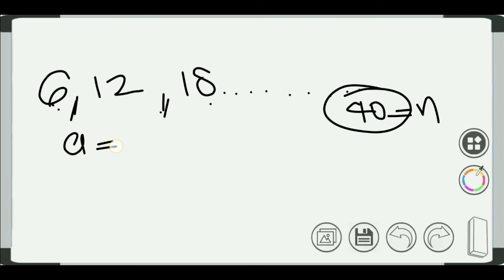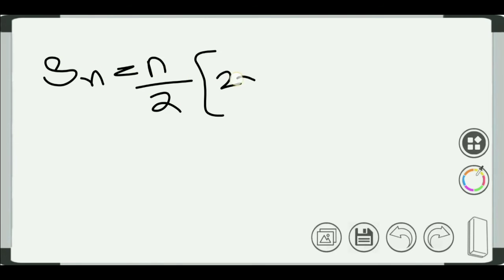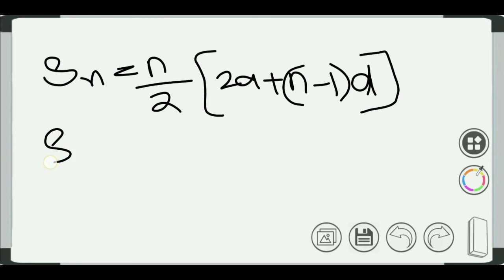Here what is a? 6. D is equal to 12 minus 6, what is it? 6. Anyways, this is the table of 6. So common difference will be 6. Okay. So you got a is equal to 6, d is equal to 6, n is equal to 40. Now you can find the sum of 40 integers. Sn is equal to n by 2 into 2a plus n minus 1 into d. So S40, we need to find the sum of 40 integers.